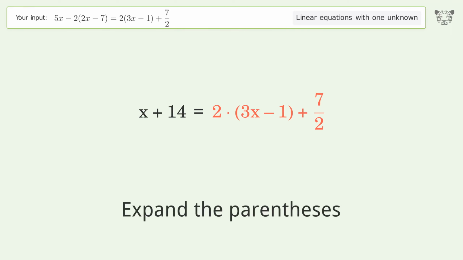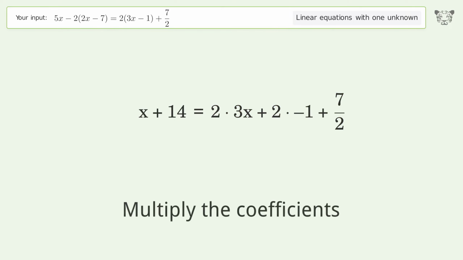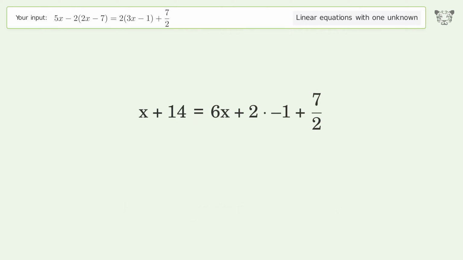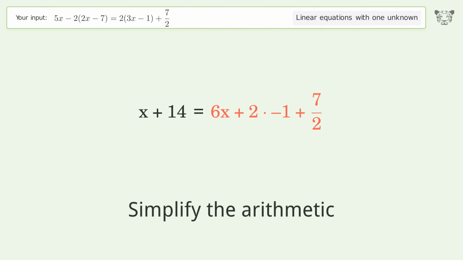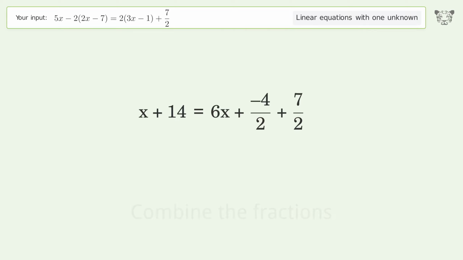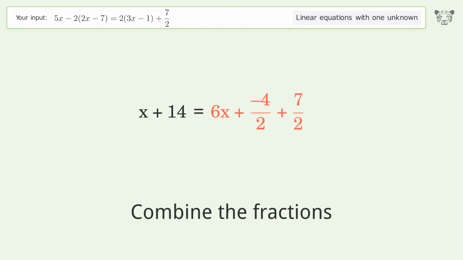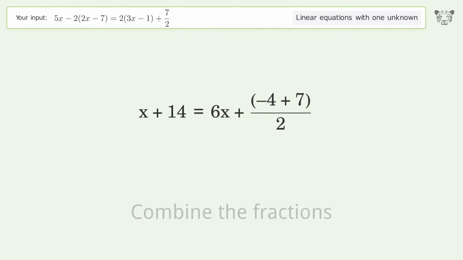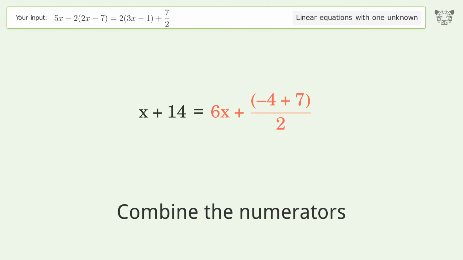Expand the parentheses. Multiply the coefficients. Simplify the arithmetic. Convert the integer into a fraction. Combine the fractions. Combine the numerators.